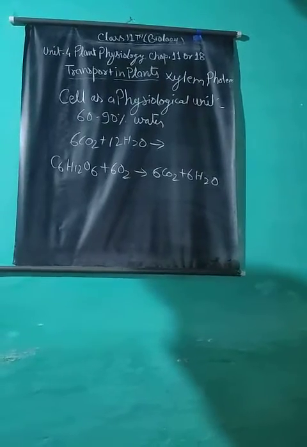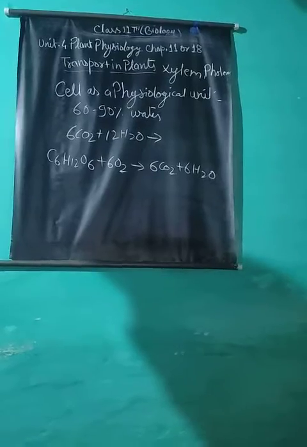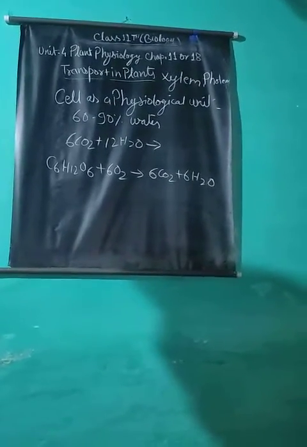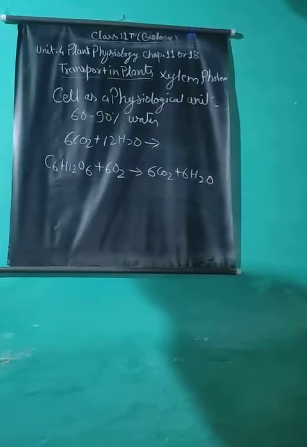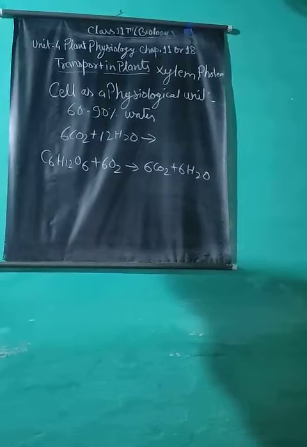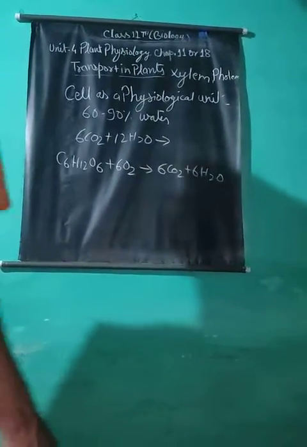Other physiological processes like mineral nutrition, photosynthesis, transpiration, respiration, etc. also require an aqueous medium in the cell. All such activities take place only within the living cell. Therefore, a cell is regarded as a physiological unit.